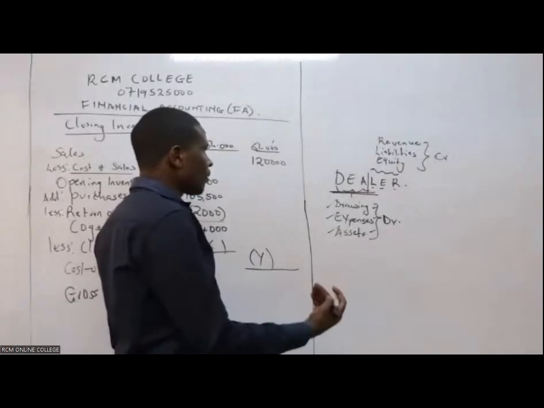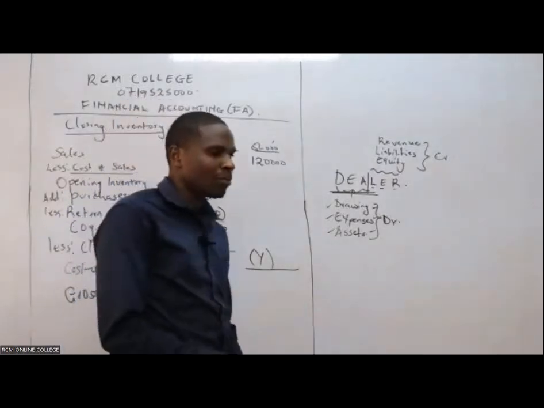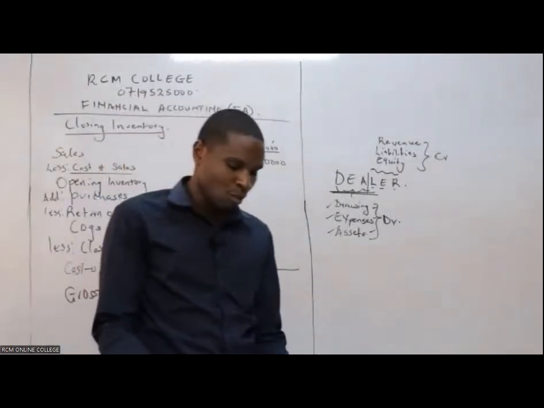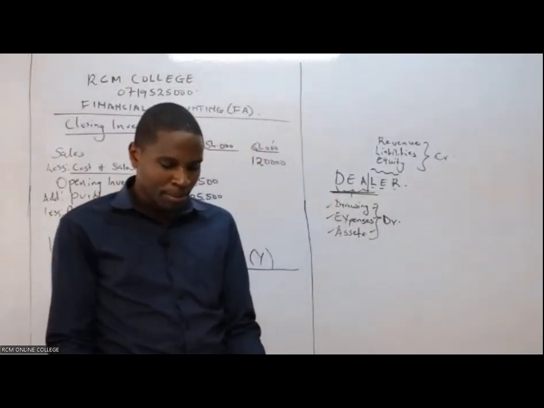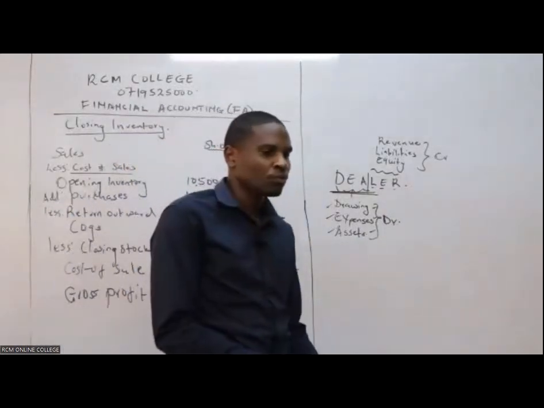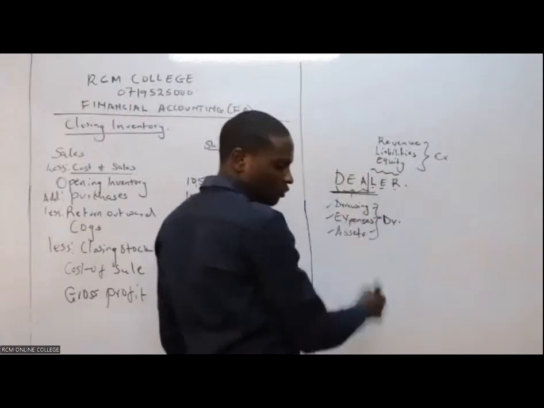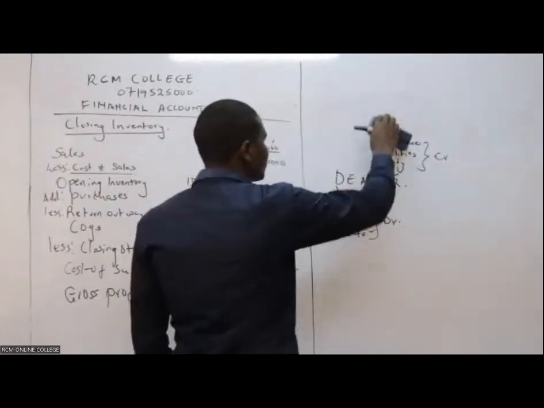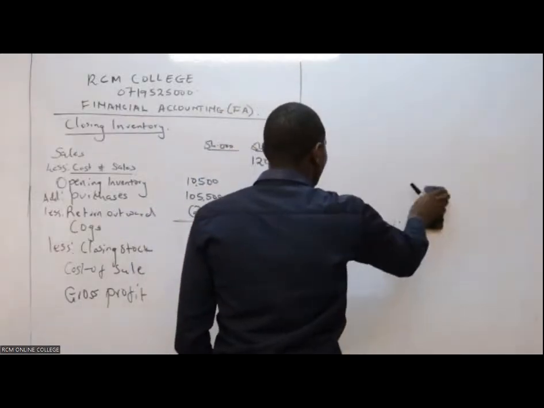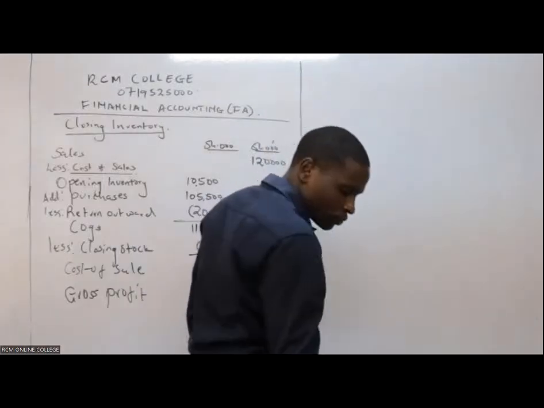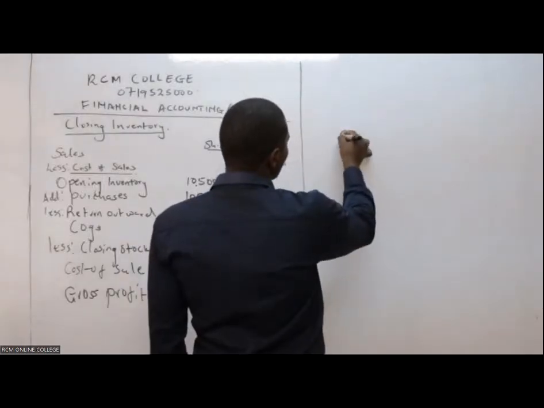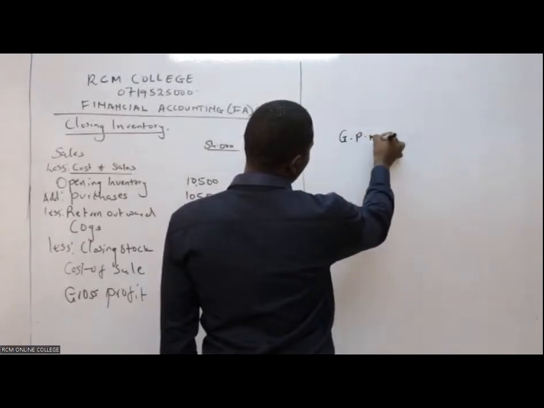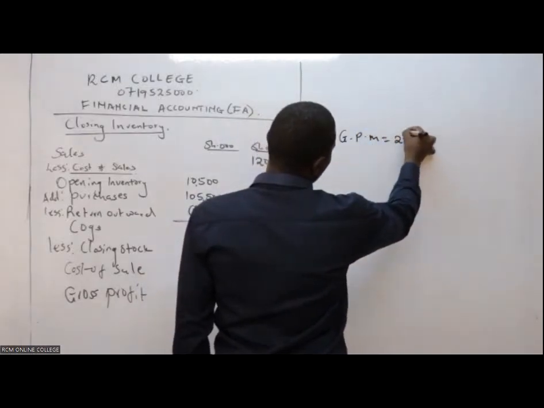Now, in our case, I can see additional information number 1. If you look at additional information number 1, we've been told that the company maintains a gross profit margin of 20%. Therefore, in this case, what do you have to do? A gross profit margin is equal to 20%.